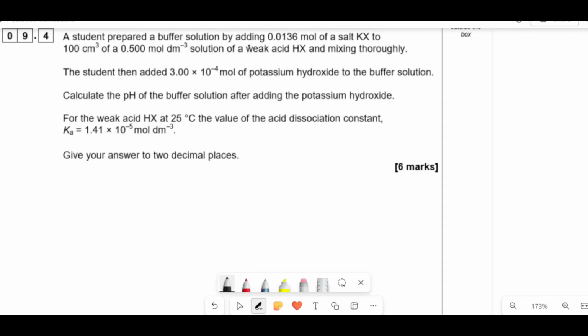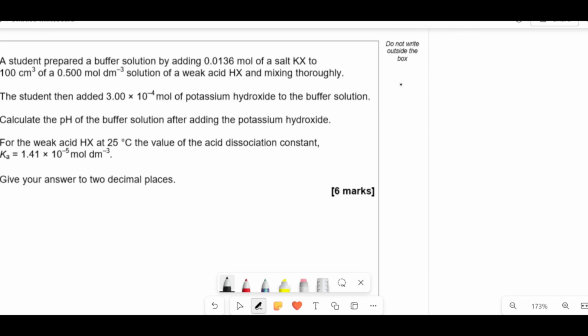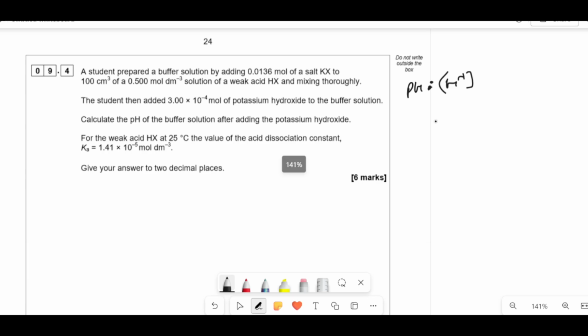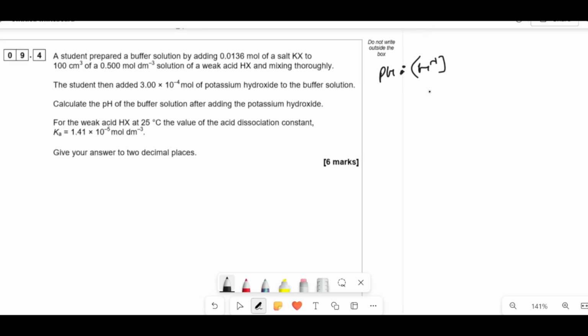Right, so a student prepared a buffer solution by adding this much of a salt to this much solution and then mixed it thoroughly. Then they added this much potassium hydroxide, and then it says calculate the pH. So whenever we're working with pH, we are eventually going to need H plus, right? And we need to look at which of the formulae we are going to use. We know Kw, we know Kas, we know all this other stuff, right? So we need to think about what's going on in this mixture.